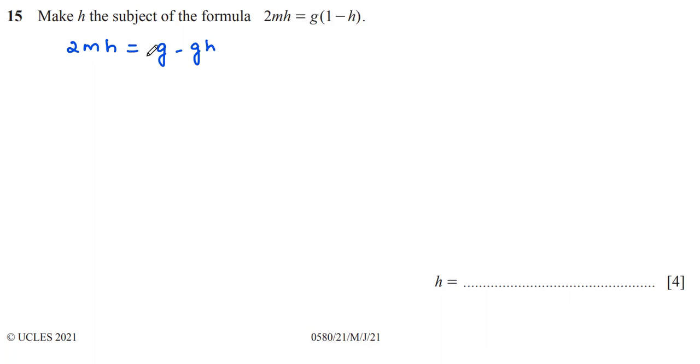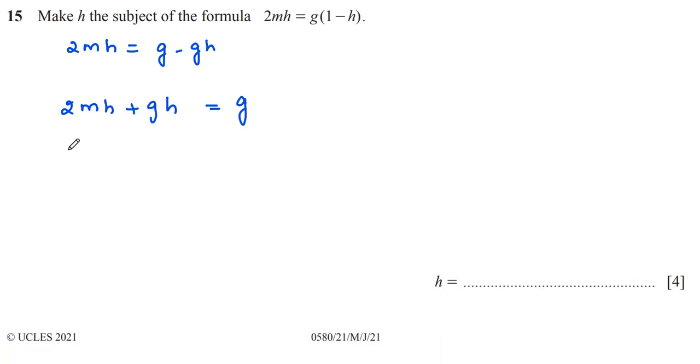Now I'm going to bring all the terms having h to one side and the rest of the terms to the other side. So this term and this term have h. So 2mh plus gh. Since I'm bringing this minus gh to the other side, it becomes plus gh. That is equal to g. Now, if you see, we have two terms and both terms have h.